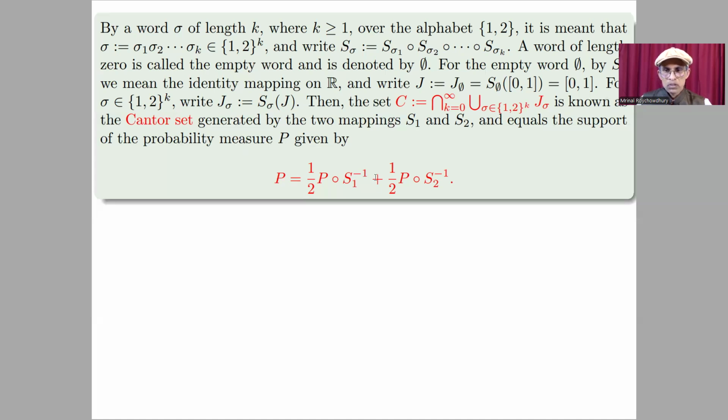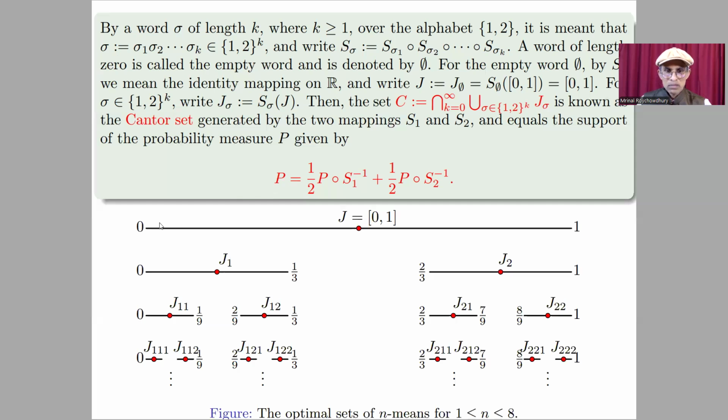Now, I am going to show you explicitly how C is constructed. So our whole interval is [0, 1], which is J. Now, if you apply S1 on this closed interval [0, 1], then you get the interval [0, 1/3], which is denoted by J1. And J2 means when you apply the mapping S2 on the closed interval [0, 1], then you get J2.